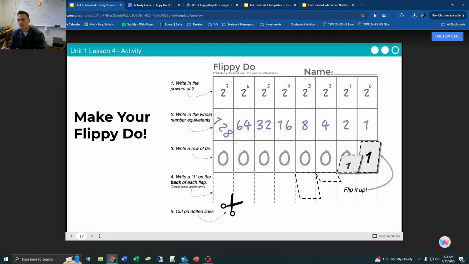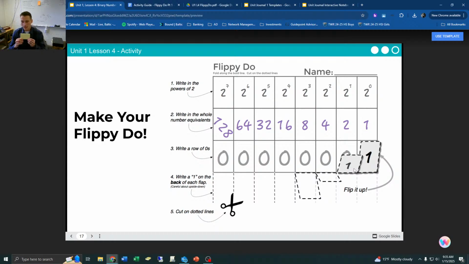So what am I left with? I'm left with 3. Can 2 go into 3? Yes, it can. So I'm going to put a 1 in that placeholder, and then I'm going to subtract 2 off of 3. Now I've got 1 left. Can 1 go into 1? Yes, it can. So I'm going to flip that one up, and now I've got a 1 there.